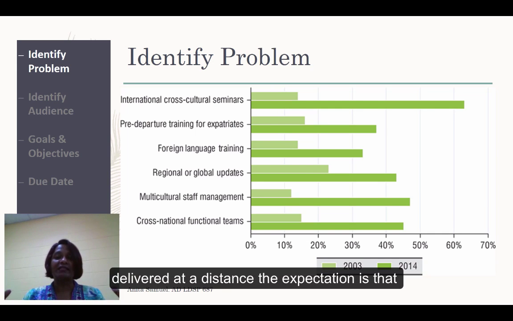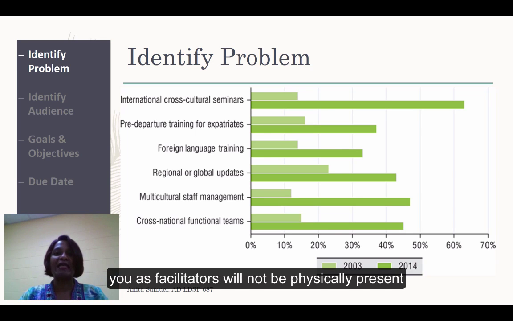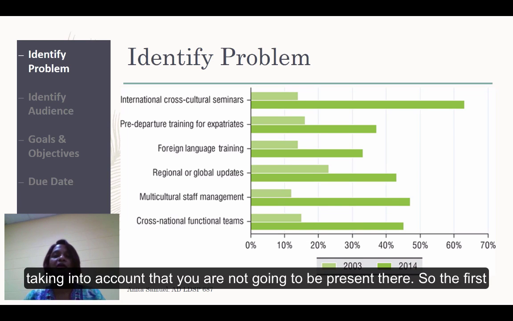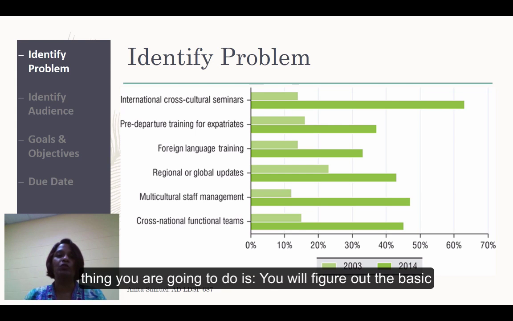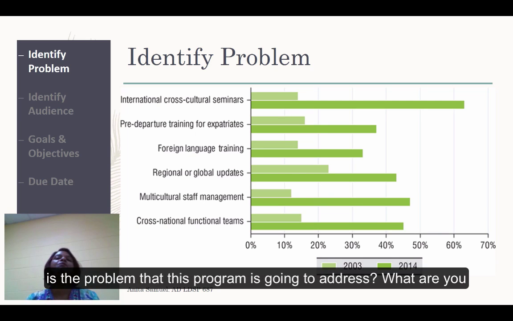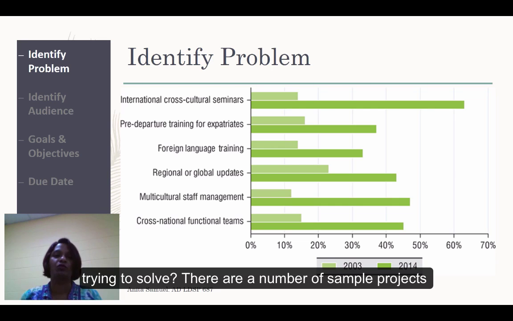Since this is delivered at a distance, the expectation is that you as facilitators will not be physically present over there. So you have to design your course taking into account that you're not going to be present there. The first thing that you're going to do is figure out the basic things of this program. Like, first, what is the problem that this program is going to address? What are you trying to solve, so to speak?